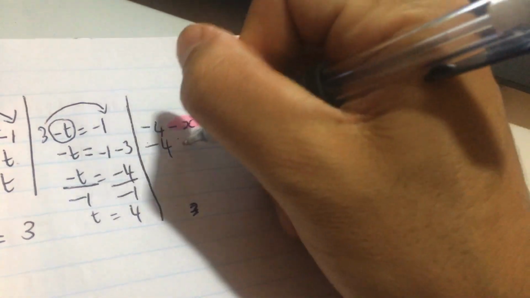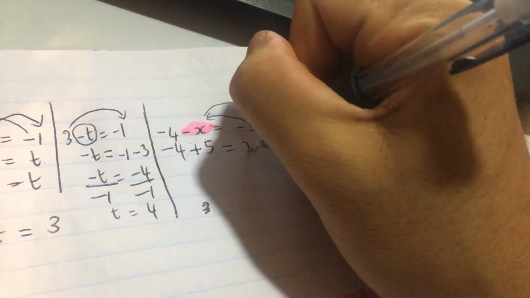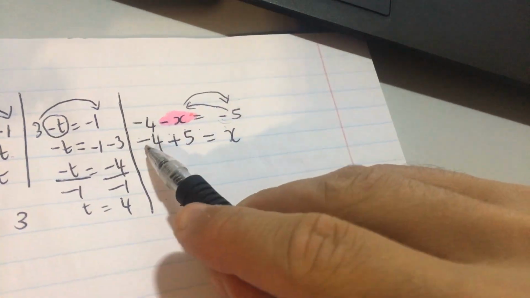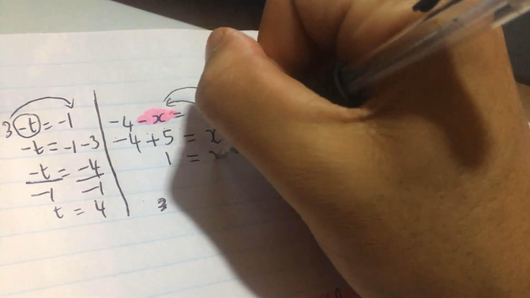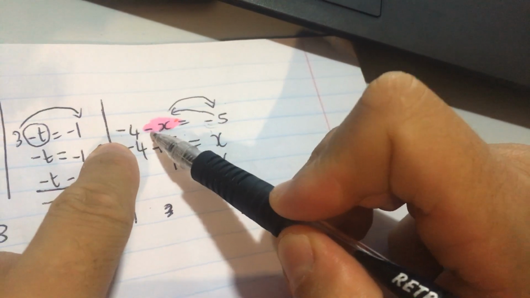So it's -4 plus 5. And when I take that x over, it goes over and becomes a positive x. So the signs are just changing. -4 plus 5 gives me 1 equals x. So let's put that 1 back in here. What's -4 minus 1?